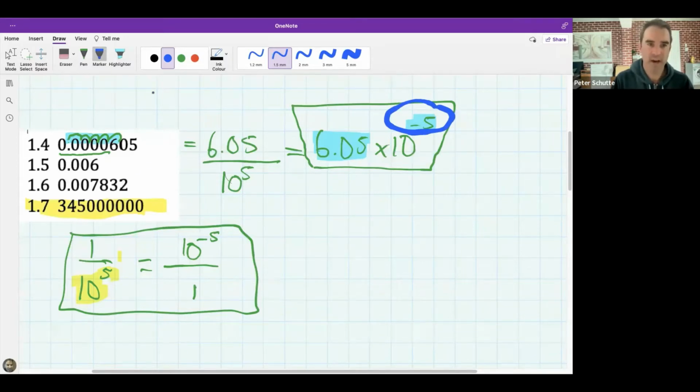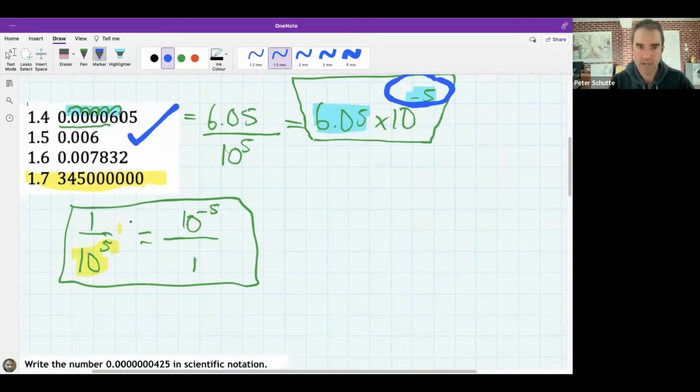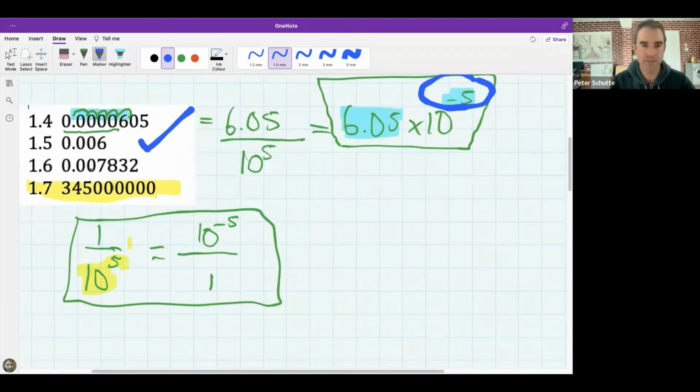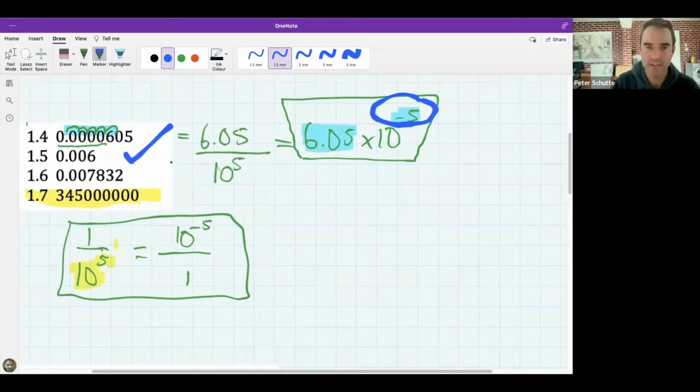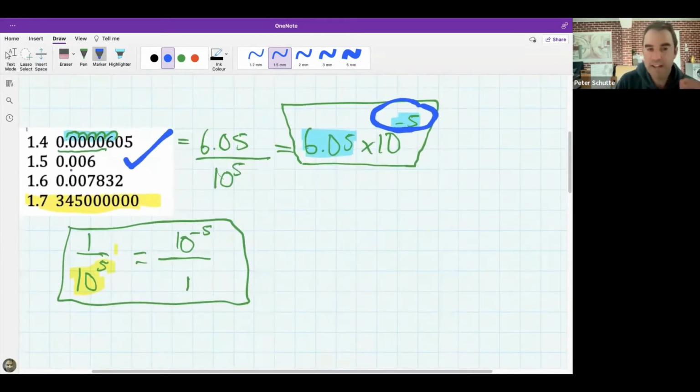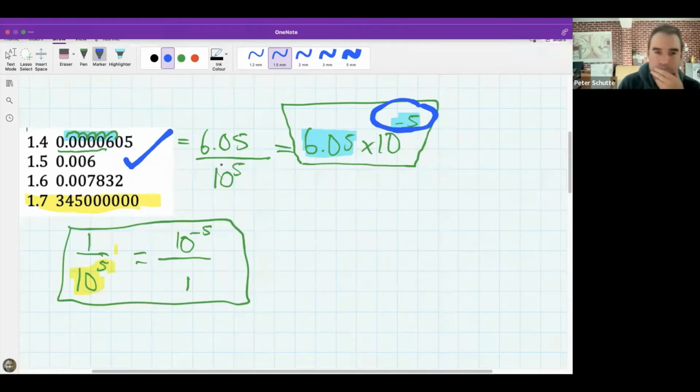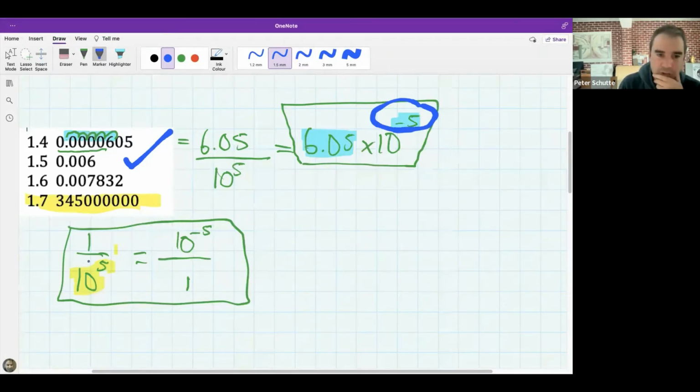So what I want now is for everybody to try and write 1.5 in scientific notation. Just give it your best go, but realize that 1.5 is a very small number. Okay, so over to you guys.